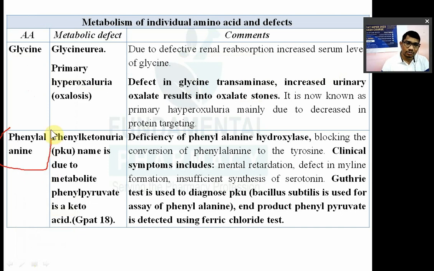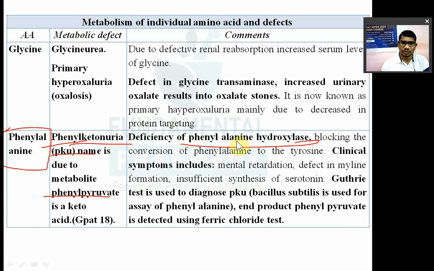Defect in the metabolism of phenylalanine is known as phenylketonuria, PKU. The name is due to the metabolite phenylpyruvate, which is a keto acid. So when its metabolism is defective, phenylpyruvate keto acid is formed, and that's why it is known as phenylketonuria. So what is the defect? Defect in the phenylalanine hydroxylase. This is the enzyme that metabolizes phenylalanine.